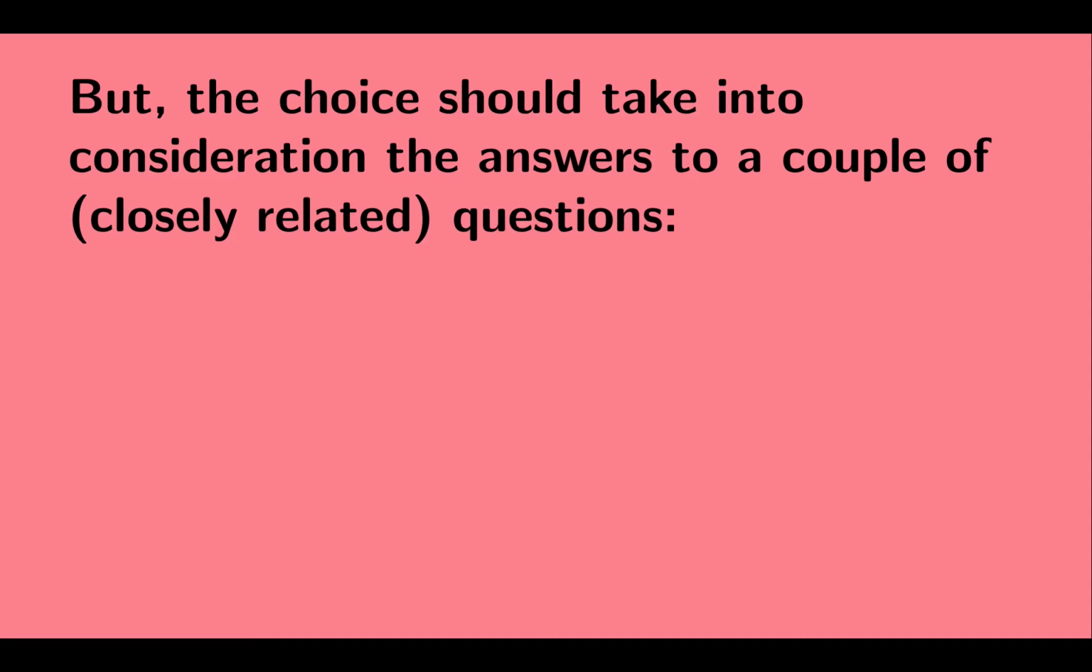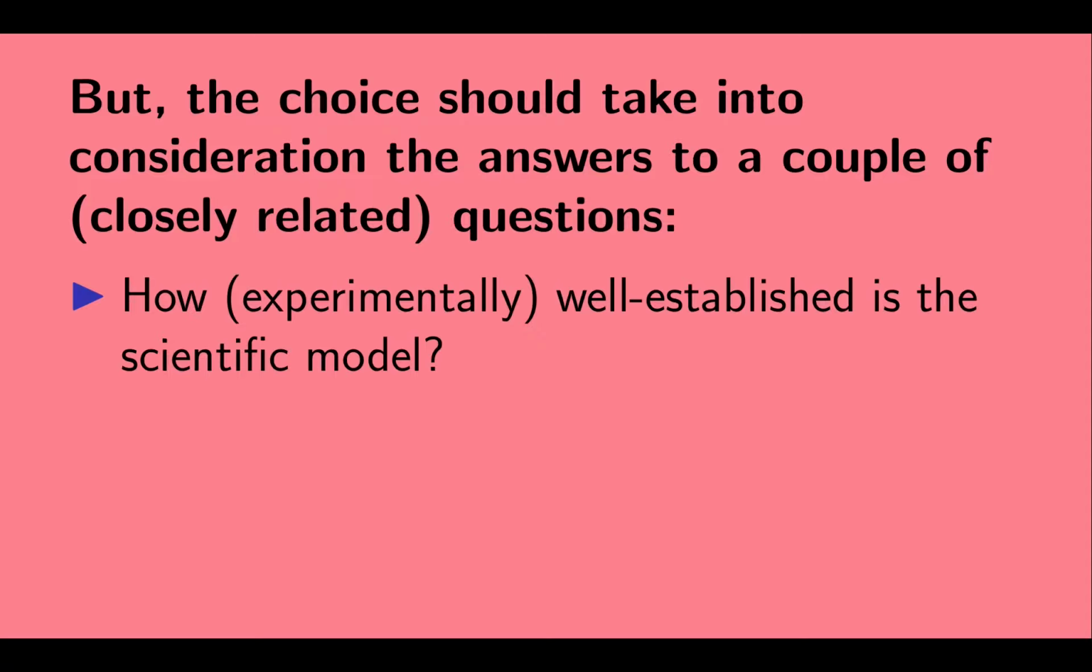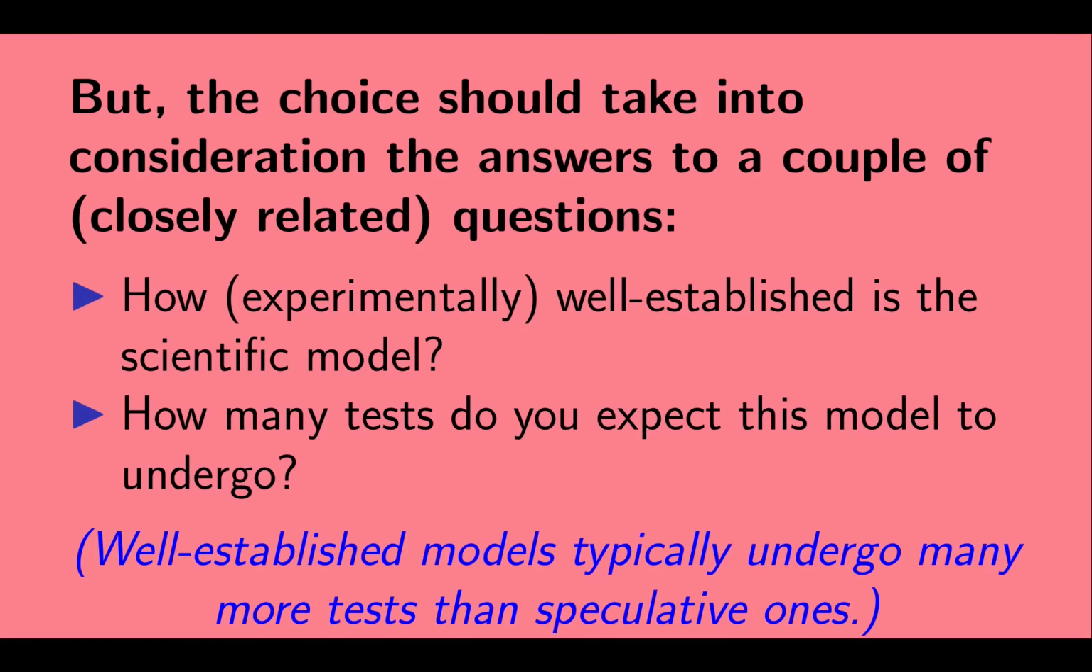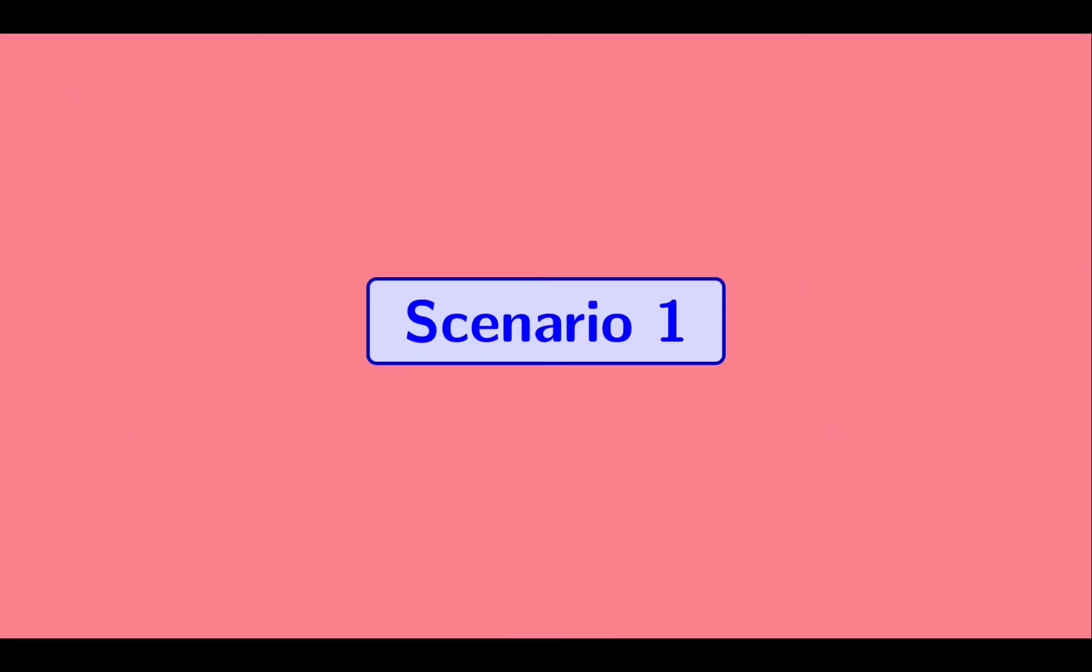But the choice should take into account the answers to a couple of closely related questions. First, how experimentally well established is the scientific model? And second, how many experimental tests do you expect this model to undergo? These questions are very closely related because well-established models typically have undergone many tests already and would be expected to undergo many more. More speculative models would typically undergo just a few. With that, let's look at scenario 1.